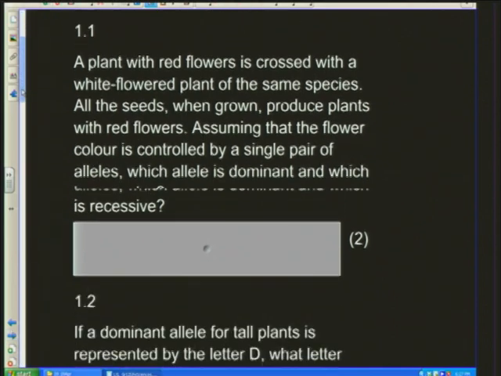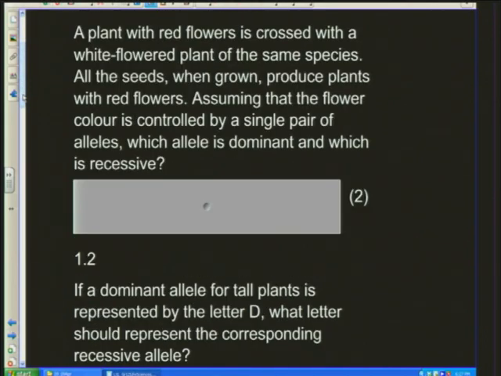Now it's time to get on with today's lesson. Let's go straight to the questions then. A plant with red flowers is crossed with a plant with white flowers. Okay? Notice what I'm doing. I'm underlining the keywords. This is your homework before you answer the question. Or you can make notes on the side of the question.